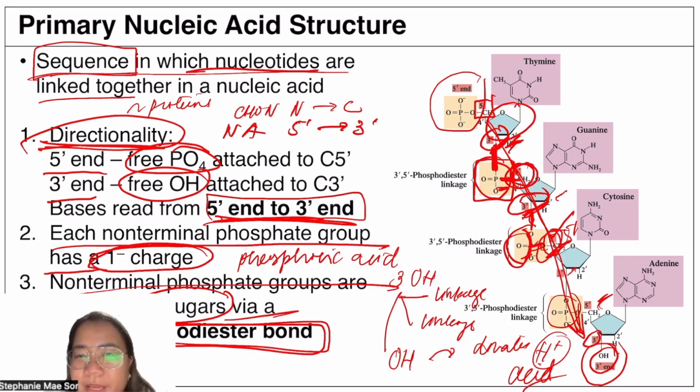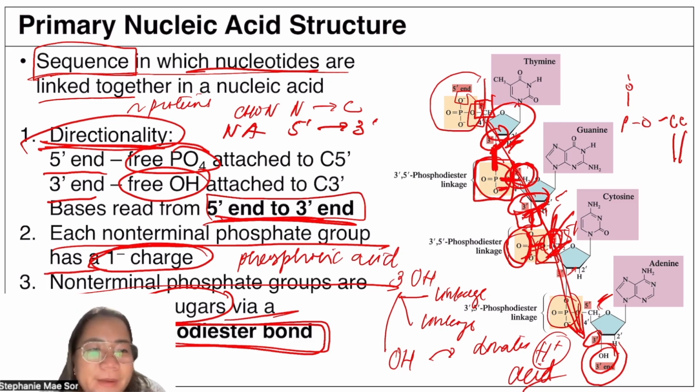Magkakaroon ka ng dalawang esters. Okay? Phosphodiester bond. Kasi meron kang phosphoester and another ester. So, that's a diester bond. Phosphodiester bond. So, 3', 5' phosphodiester bond. Okay? So, edit na nga natin ito para hindi na tayo malito. So, that's a 3', 5' phosphodiester bond. Okay? Next.